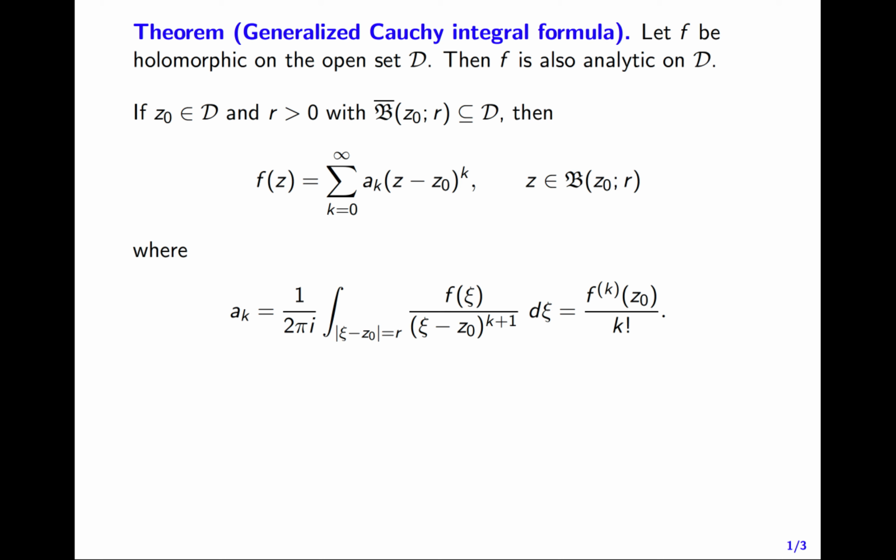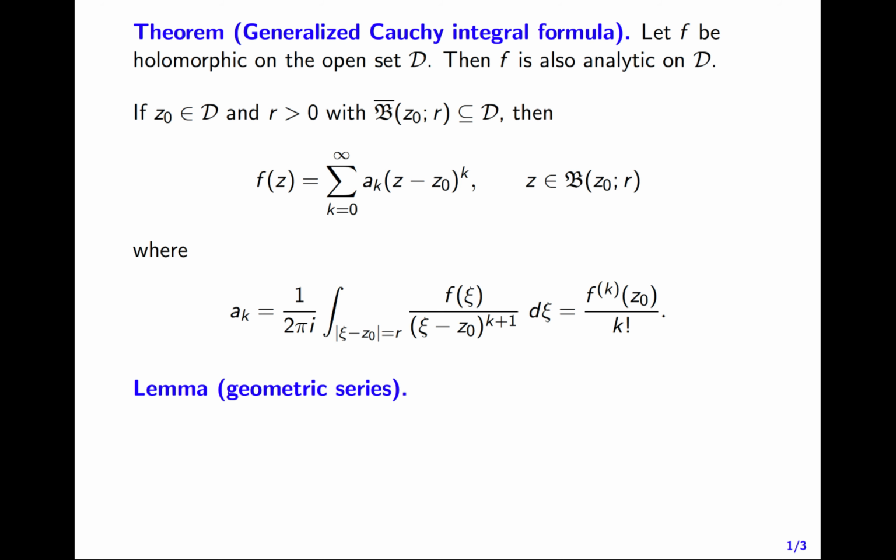So here is the remarkable thing about the generalized Cauchy integral formula. If f is holomorphic, being once differentiable, then f is in fact infinitely differentiable, and not just infinitely differentiable, but we can also write f as a power series. And on what open set or ball does that power series converge? It converges on the largest ball centered at z0 of radius r, such that the closed version of that ball fits inside D. So this tells us a great deal of information about f, about its derivatives, and about its power series expression.